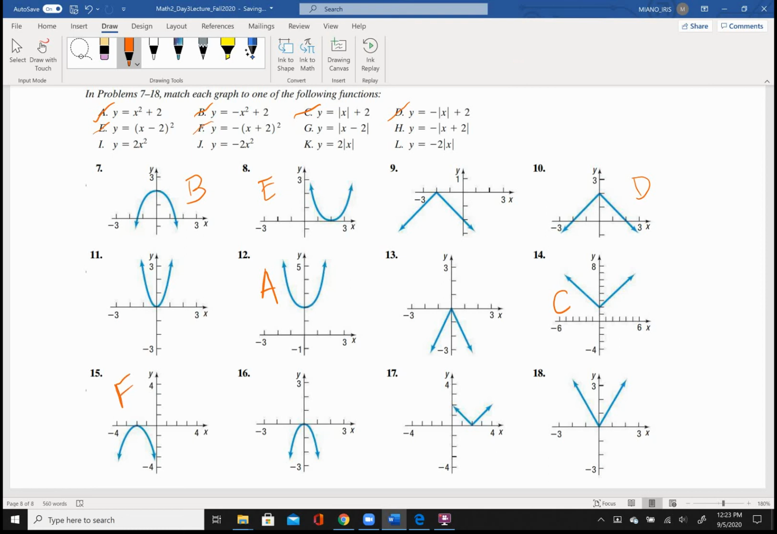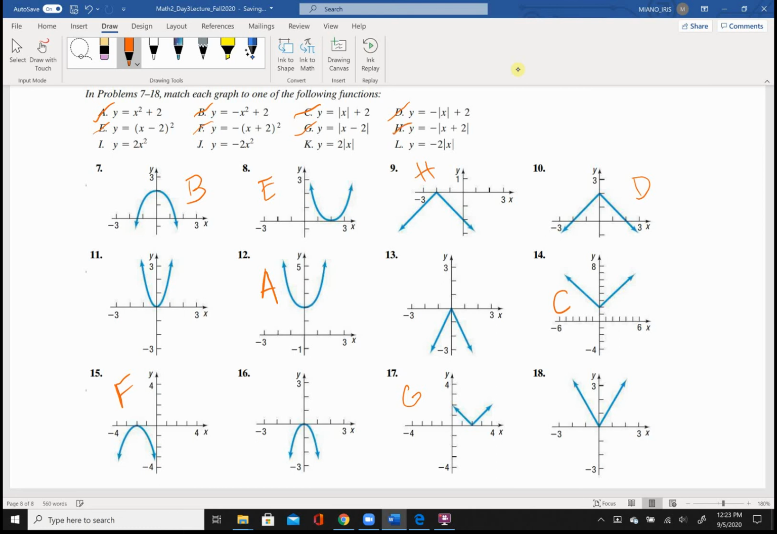Great. G, we have an absolute value, but it's horizontally shifted 2 units to the right. So that'll be 2 units to the right. Aha. There we go, with the little V. So that'll be 17 is G. All right, H. We have 2 units to the left and an upside down V. That's number 9. That's H.